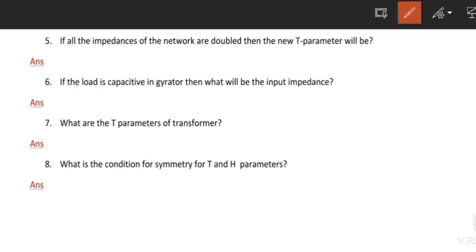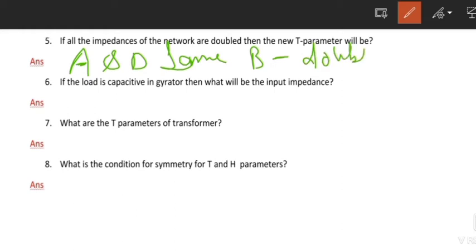Next question is, if all the impedances of a network are doubled, then the new T parameters will be. So after doubling all the impedances of the given network, what are the T parameters? T parameters are ABCD parameters. So here we go, A and D will remain the same, and the B will be doubled, and the C will be half of the previous value.